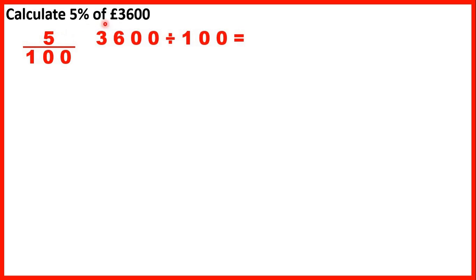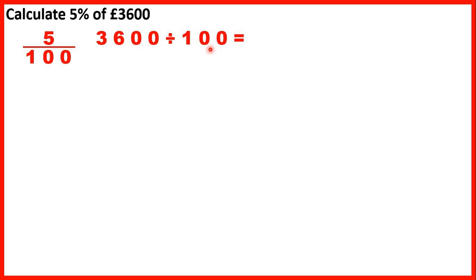Calculate 5% of £3,600. So remember, a percentage is a fraction with a denominator of 100, so 5% is the same as 5/100ths. And to find a fraction of a number, we can first divide by the denominator and then multiply by the numerator. So we can work out 3,600 divided by 100 and then multiply that answer by 5.